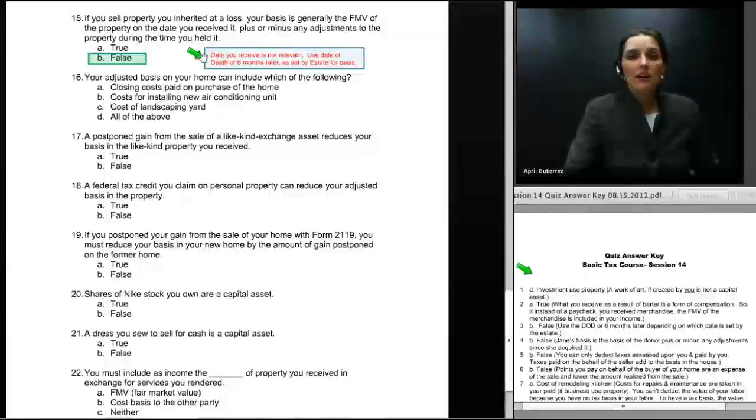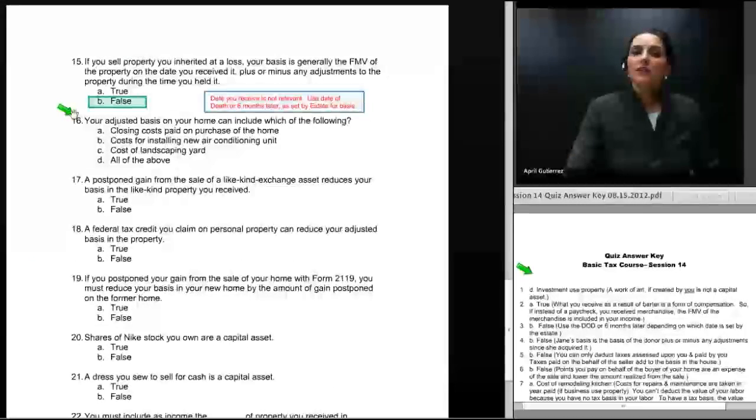You do not look at all to the date you received the property, which could be months or years after the date of death. Rather, the property is revalued as of the date of death, and basis is a match to what the value was on the date of death. And the only exception to that rule is if the estate selects a date that is 6 months after the date of death. But again, going back to the statement, the date you received it, well, that's never the case. So that concludes the review of the Session 14 quiz answer key.